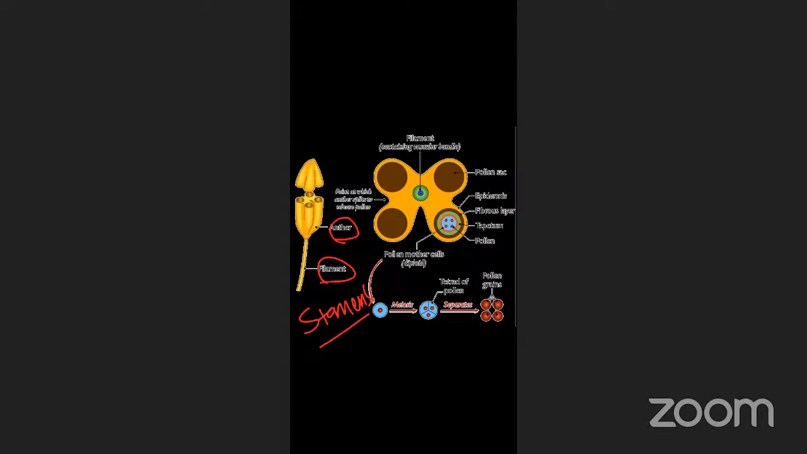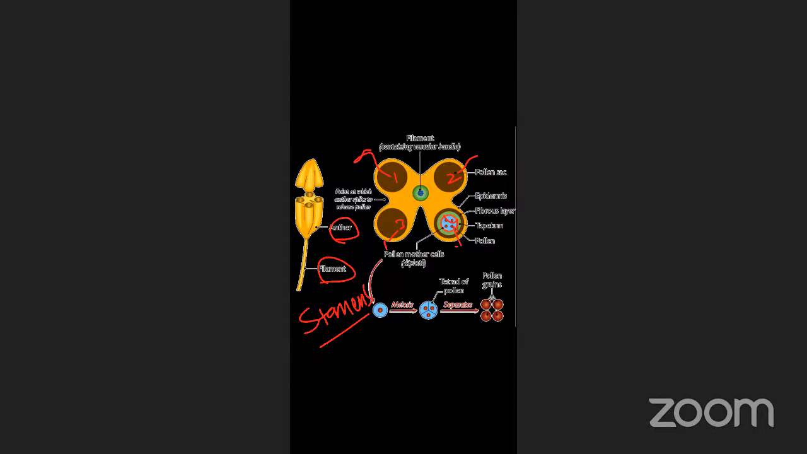So this is the anther transverse section. If you take transverse section of anther, there are the 4 lobes, 1, 2, 3, 4 lobes and 4 microsporangia. Inside the 4 lobes, here the microsporangium, here also microsporangium, here also microsporangium, this also microsporangium. What happened in microsporangium?